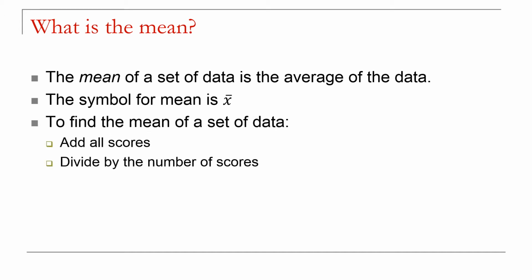To find the mean of any set of data, you want to take all of the data, or the scores, and you want to add them all together. Once you get that sum, you should divide it by the number of scores that you added up.